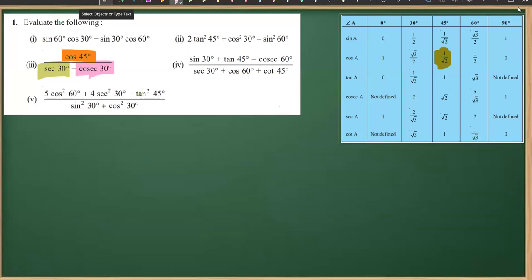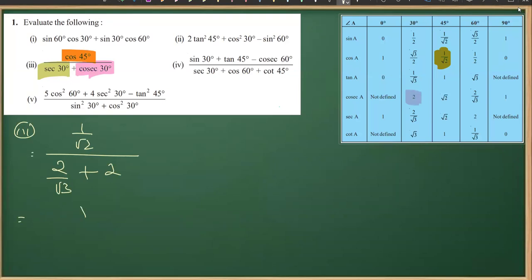Cosec 30 is 2. Let's replace these values one by one. So we are doing the third part here: cos 45 is 1 over root 2, divided by sec 30, which is 2 over root 3, plus cosec 30, which is 2.